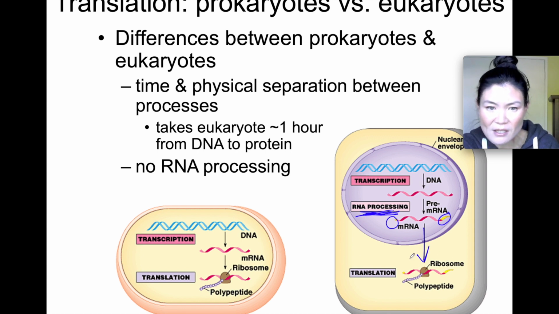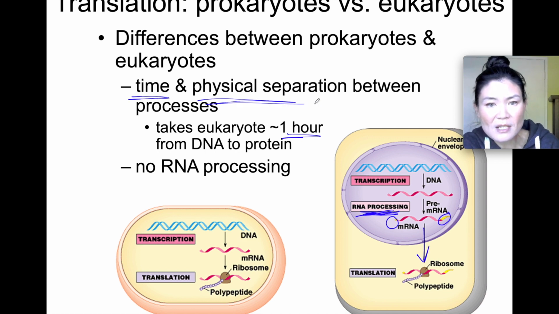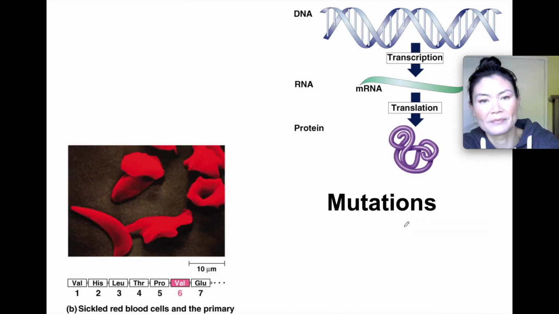So all of this takes a while. For a eukaryotic cell, it might take about an hour to go from DNA to actual protein, whereas in prokaryotes, it's happening immediately. As soon as the mRNA is being made, the ribosomes attach to it and start making the protein, okay? So there's a time and physical separation difference between prokaryotes and eukaryotes, because eukaryotes have a nucleus. Transcription and translation are separated by time and they're physically separated.